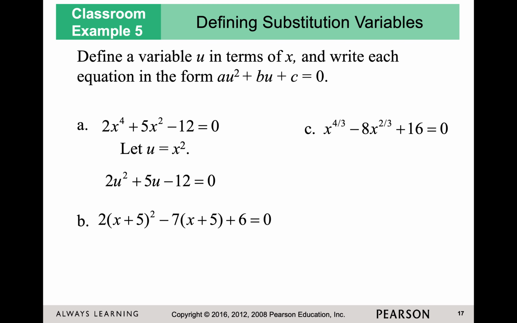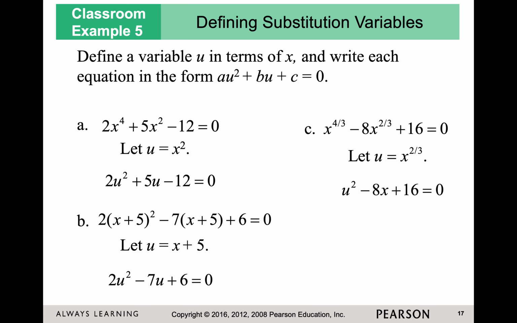So if I let part A, let's say u is x squared, I can recopy this as 2u squared plus 5u minus 12. In B, if I make u x plus 5, then I can get it into a standard quadratic form. In C, if I say u is x to the 2/3, I can get that into a standard quadratic form.